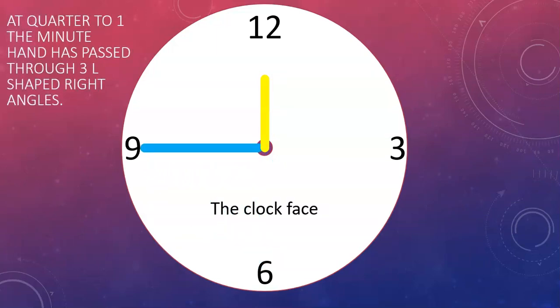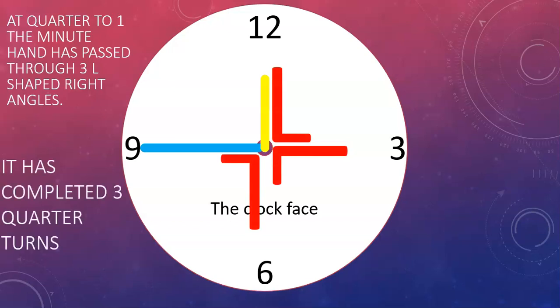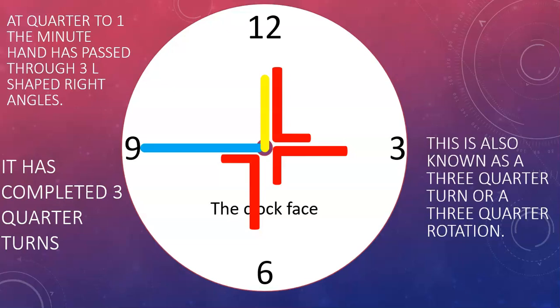At 1:45, the minute hand has passed through 3 L-shaped right angles. 1, 2, 3. It has completed 3 quarter turns. This is also known as a 3/4 turn or a 3/4 rotation.